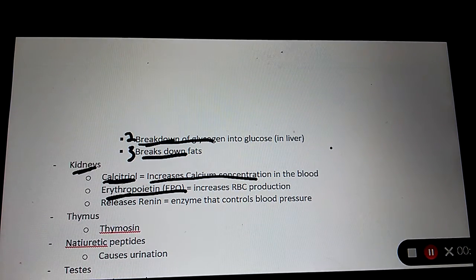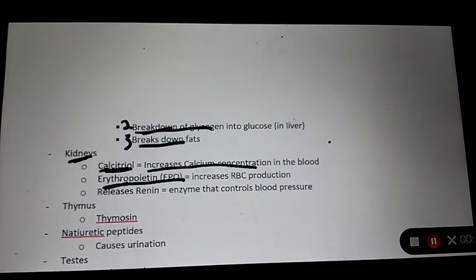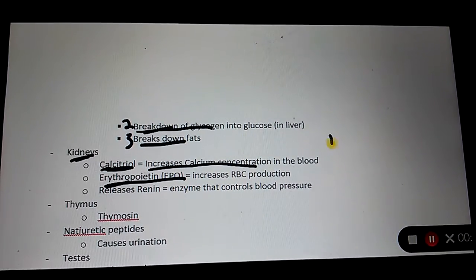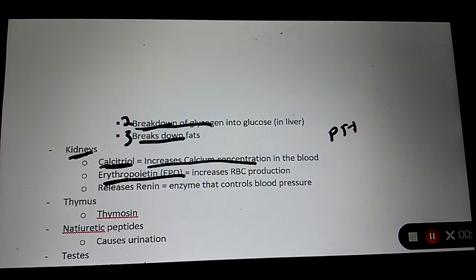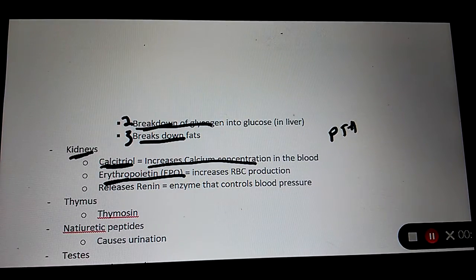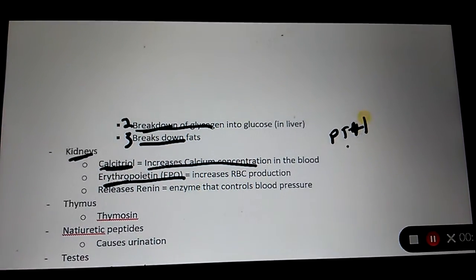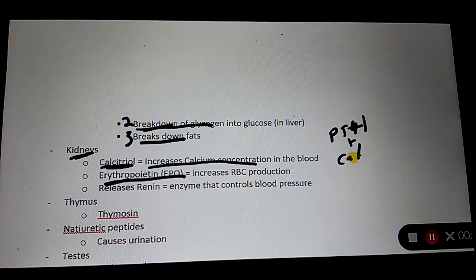Now here's a tough question. Name two hormones that increase calcium concentration in the blood. Parathyroid hormone, we talked about that earlier. Parathyroid hormone and calcitriol.